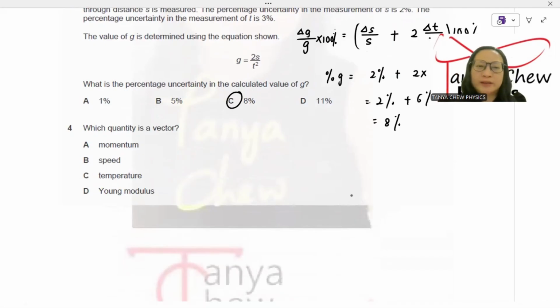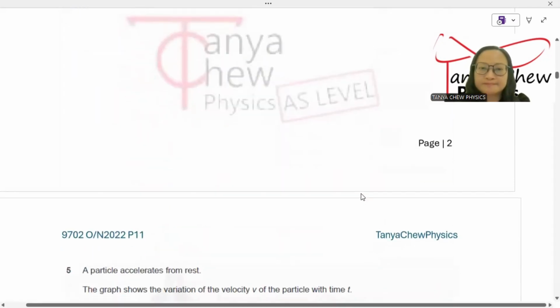Number 4, which quantity is a vector quantity? A vector quantity is a quantity consists of both magnitude and direction. The answer is A, momentum. Speed is a scalar quantity, temperature is a scalar quantity, and Young modulus is also a scalar quantity.